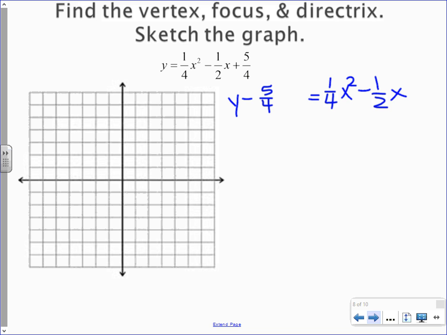Okay? Then, as we mentioned earlier, we can only complete the square if our leading coefficient is 1. So in this case, we are going to have to factor out a 1/4 from our x terms. We multiply by 4.